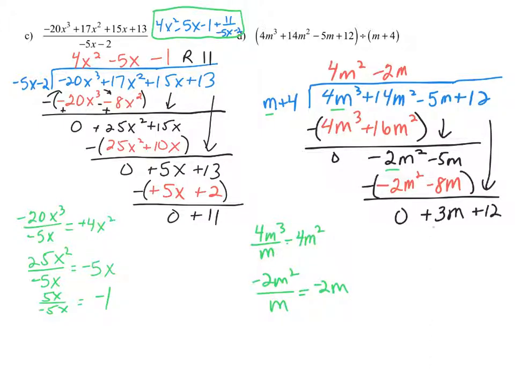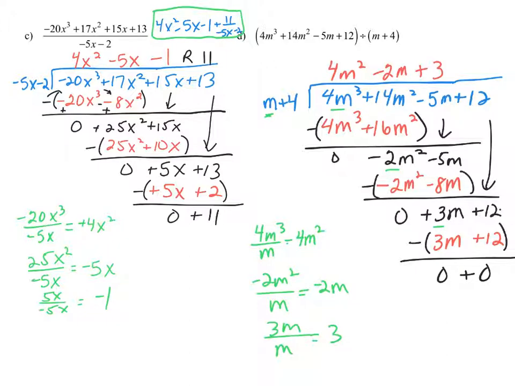Now we look at the first term of 3m over the first term of what we're dividing by, m, and m goes into 3m 3 times. So we're going to put a plus 3 above the line in the division setup. Now we're going to multiply 3 times m to get 3m, and 3 times 4 to get 12. We're going to subtract this entire quantity. 3m minus 3m is 0. 12 minus 12 is also 0. So here we have a remainder of 0. And our final answer is 4m squared minus 2m plus 3.